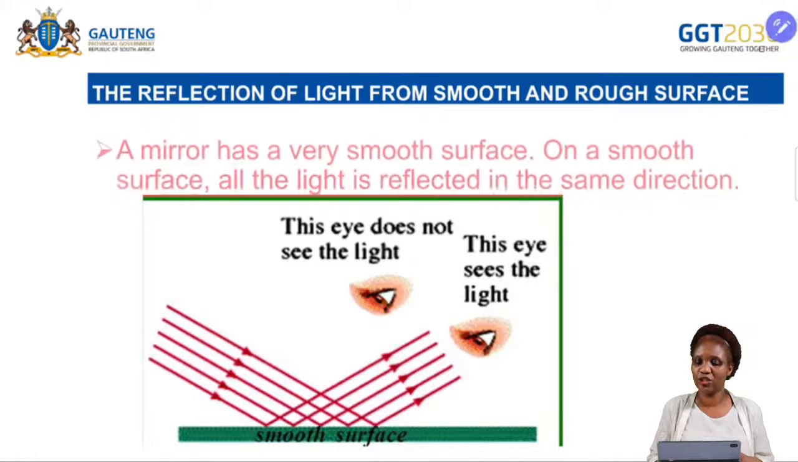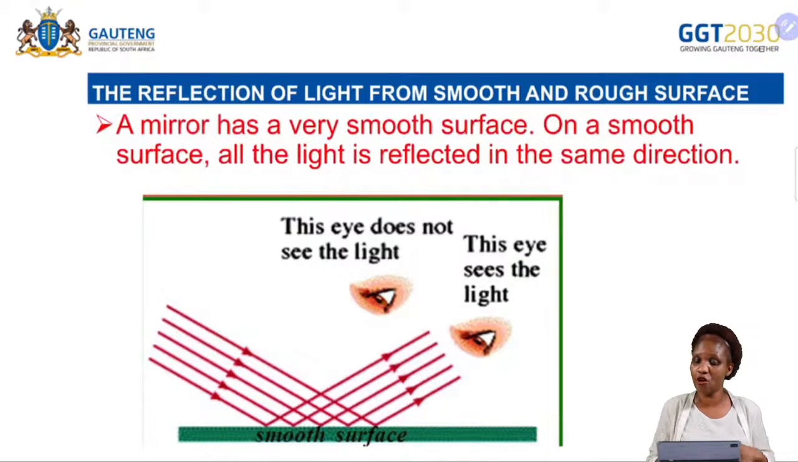And then we're continuing with the reflection of light from smooth and rough surfaces. Okay. Remember what we said about a smooth surface. We said you can see your image on a smooth surface. Okay. A mirror has a very smooth surface. On a smooth surface, all the light is reflected in the same direction. Therefore, there is a pattern that is taking place here. Therefore, you can see an image. You can see yourself there.